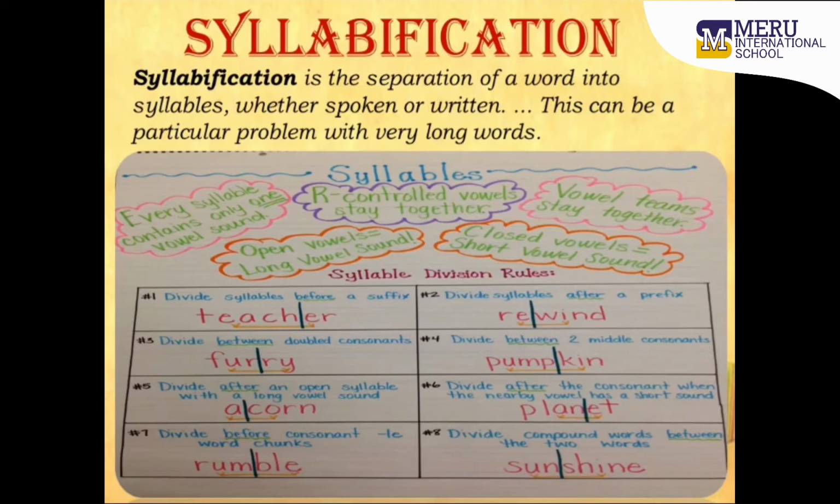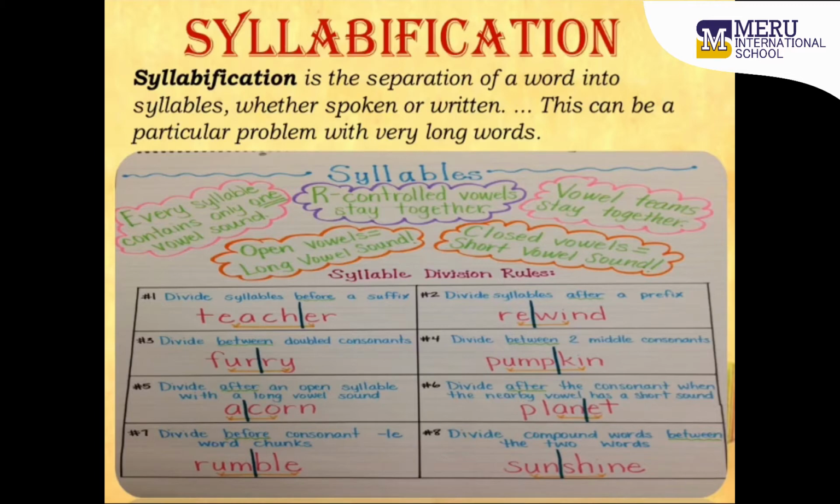The first rule is divide syllables before a suffix. If there is a suffix or a prefix, the word should be divided in the place between the suffix or the prefix and the base word. As in teacher, teach-er, rewind, re-wind.